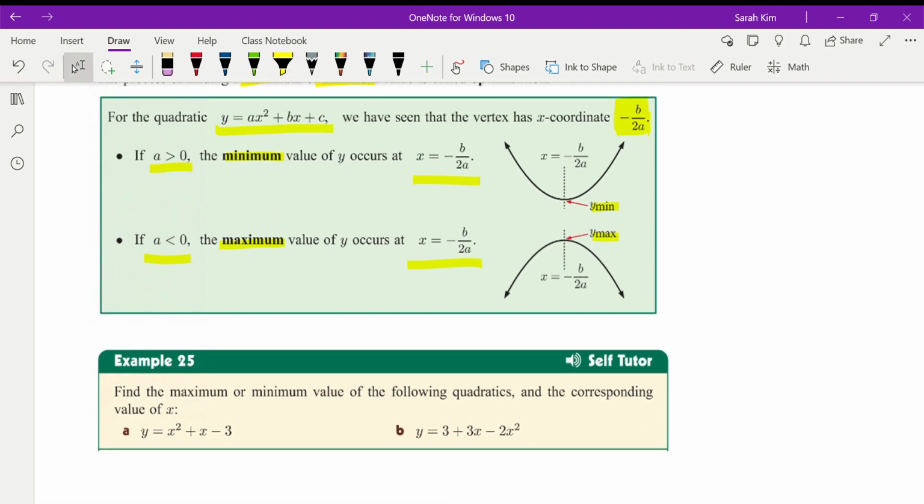So example 25, find the maximum or minimum value of the following quadratics and the corresponding value of x. Now do notice that when we say maximum and minimum value, we're talking about the y value, not the x coordinate. So once we find the x coordinate by using this formula, we do have to find the y coordinate. And you already should know how to do that, but if not, I will explain it. But you should know how to do it.